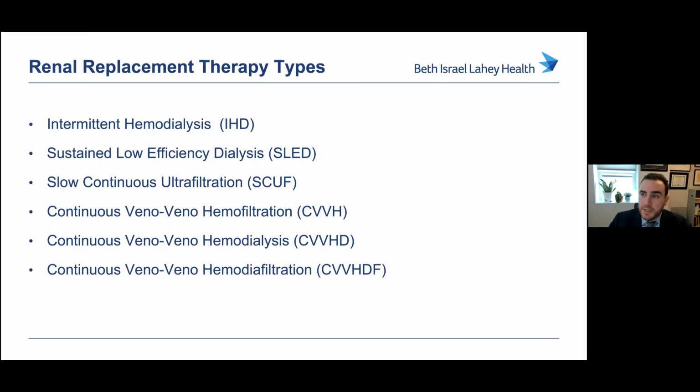There are 6 different types of renal replacement therapies that can be used. The first is intermittent hemodialysis. Second is sustained low efficiency dialysis, which is basically intermittent hemodialysis, but slower. Intermittent hemodialysis is usually used in an outpatient setting and in basically healthy hospitalized patients.